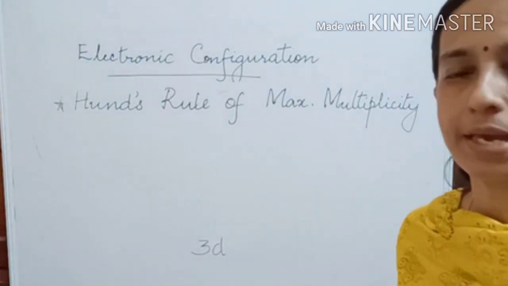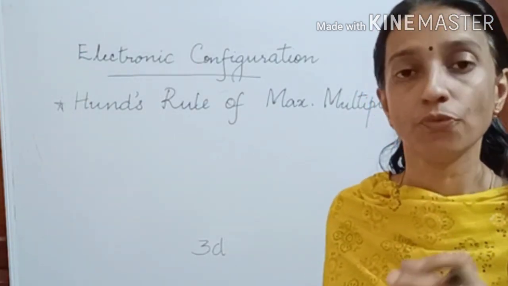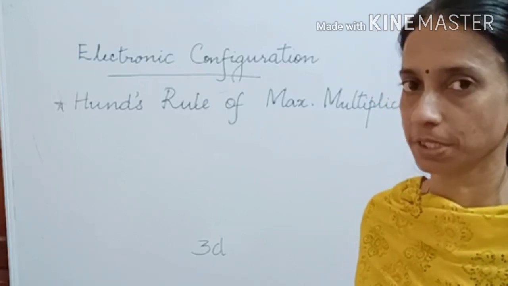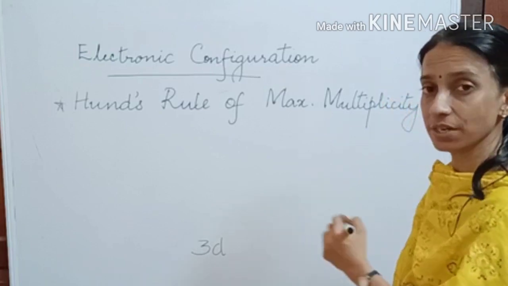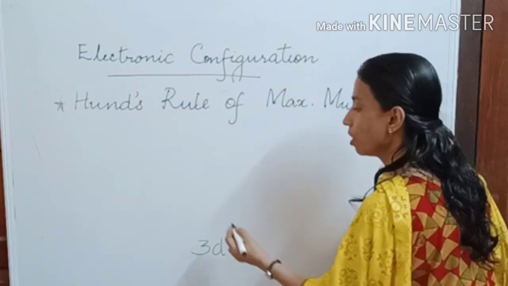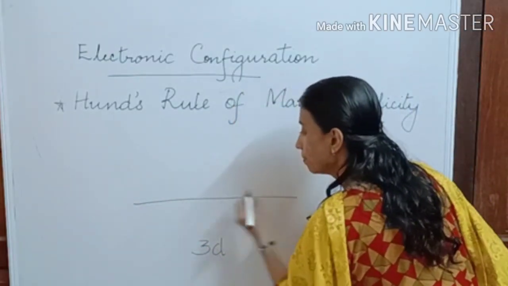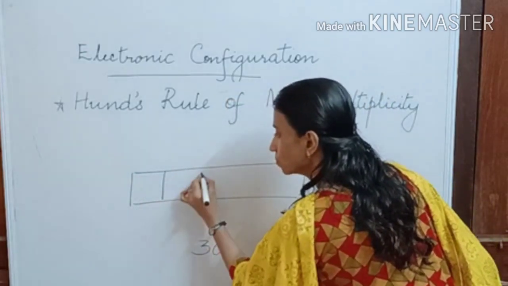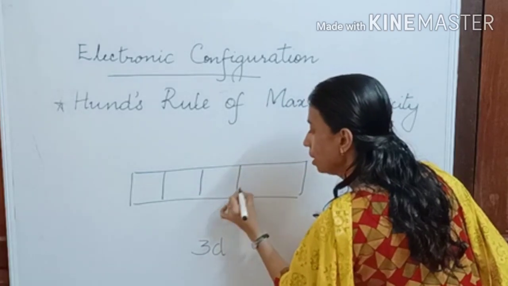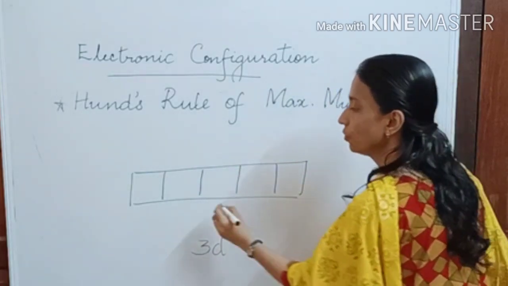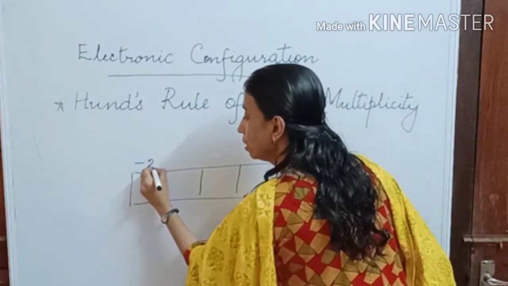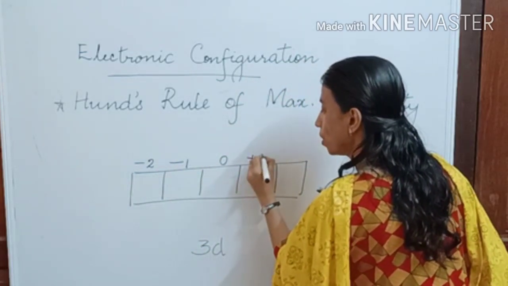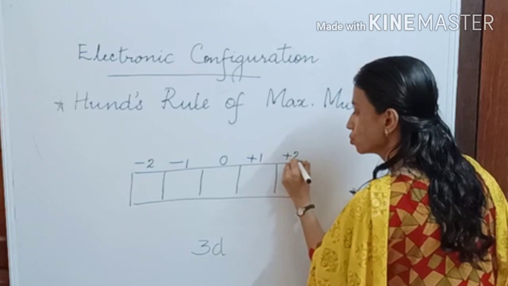We shall take the case of 3d orbitals. We have learned that d orbitals are 5 different types, so we have degenerate orbitals here. 3d orbitals, we can represent by 5 different boxes: 1, 2, 3, 4 and 5. So we have the values -2, -1, 0, +1 and +2.